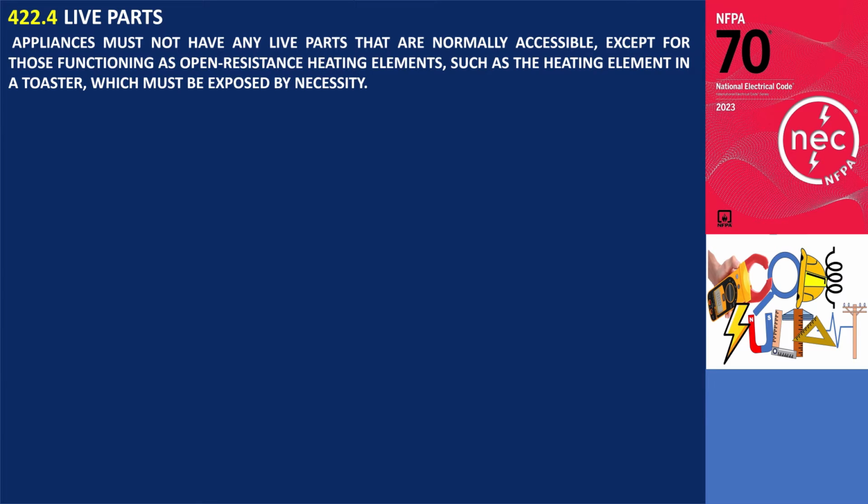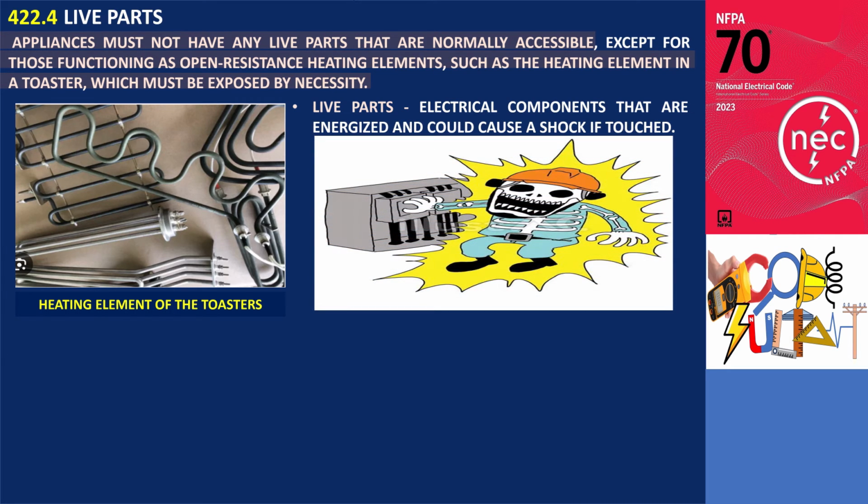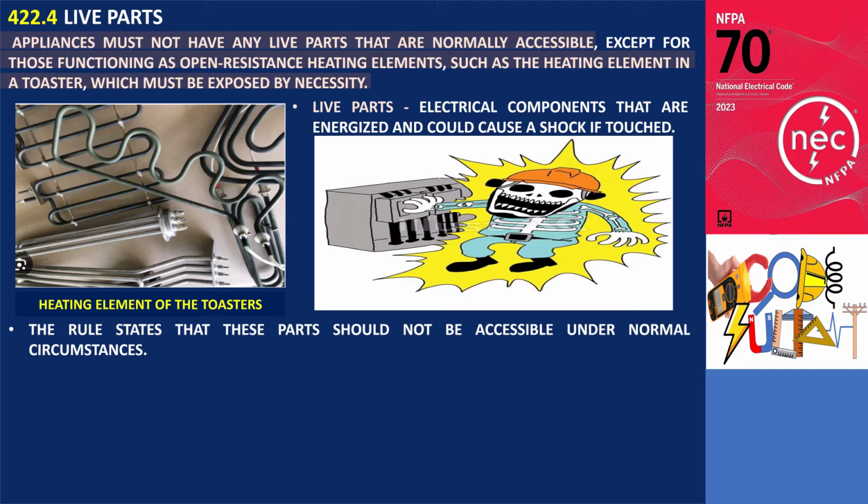Section 422.4, Live Parts. Please note that appliances shall have no live parts normally exposed to contact other than those parts functioning as open-resistance heating elements, such as the heating element of a toaster, which are necessarily exposed, as specified in Section 422.4. Live parts refer to electrical components that are energized and could cause a shock if touched. The rule states that these parts should not be accessible under normal circumstances.